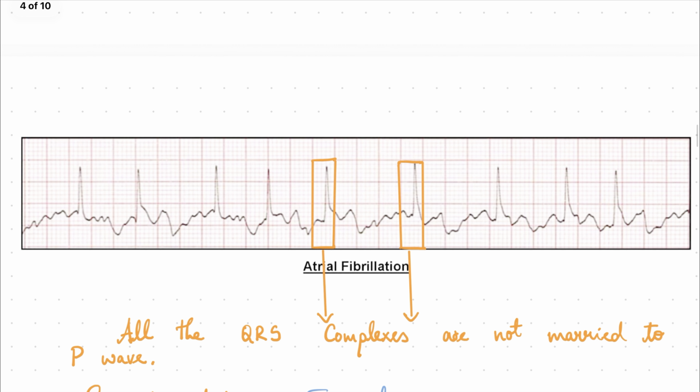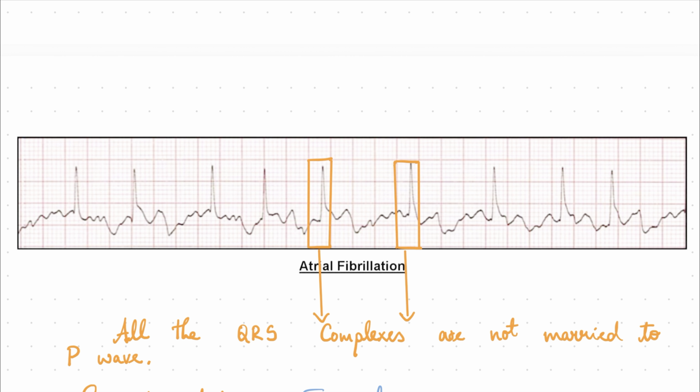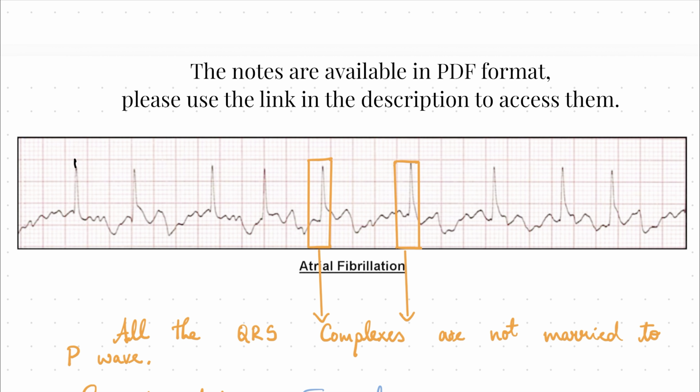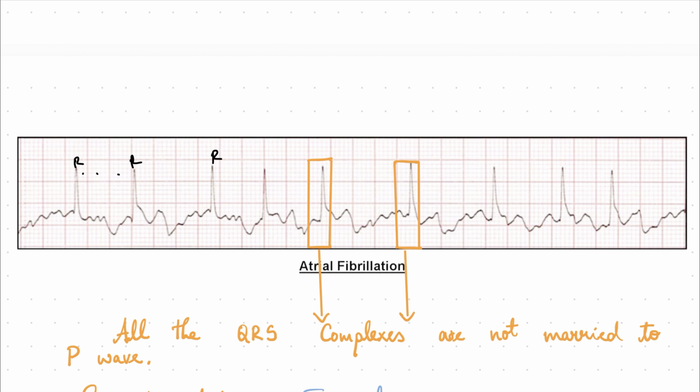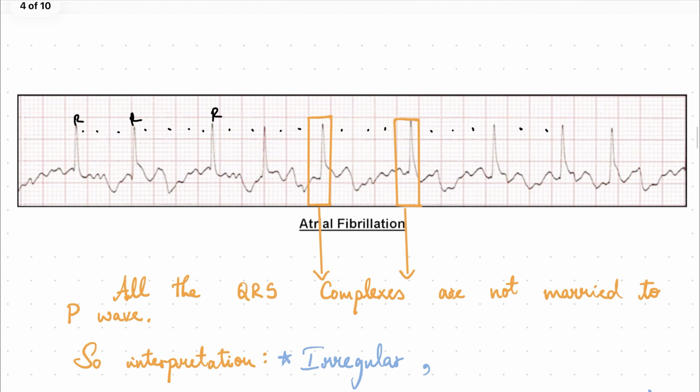So here I have a picture where you see the intervals are irregular, that is, this is an R, this is an R. So there are only like 2.5 boxes. This is an R. 1, 2, 3, 3.5. This is just having 2. This is just having 2.5. This is having 3. This is having 3. This is having 2. So this is irregularly irregular.